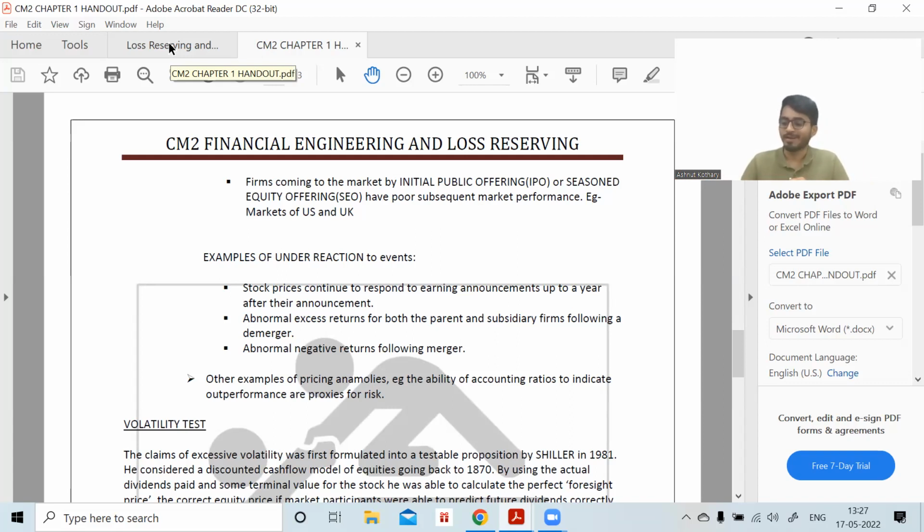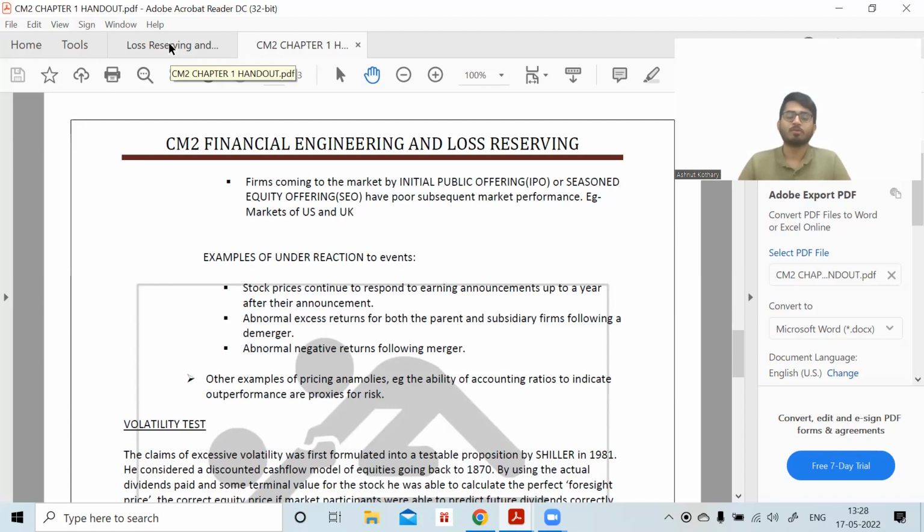Next, examples of underreaction. Stock prices continue to respond to earnings announcements up to a year after their announcement. So basically the prices are increasing or decreasing at a very slow pace for a continuous period of time, trying to digest whatever the earnings announcement was. Next is abnormal excess returns for both the parent and subsidiary firms following a demerger. Already an example I've talked about. Abnormal negative returns following a merger. Again, I have already covered this example.